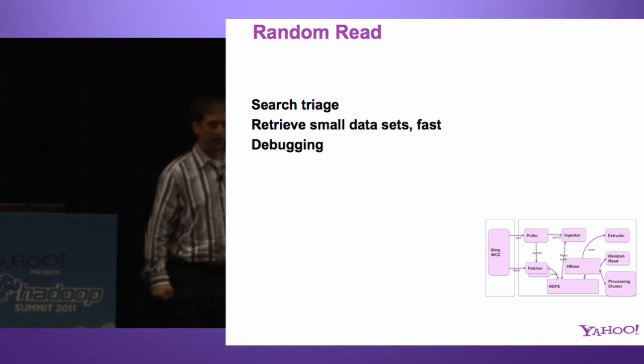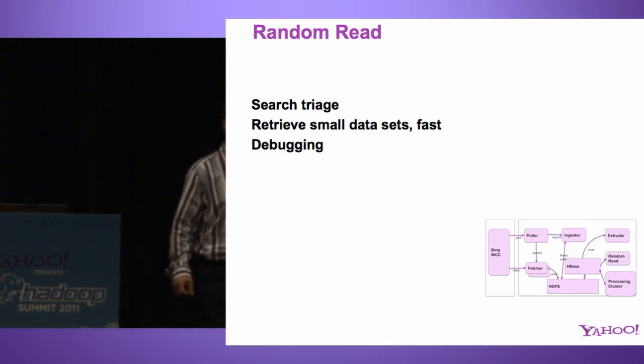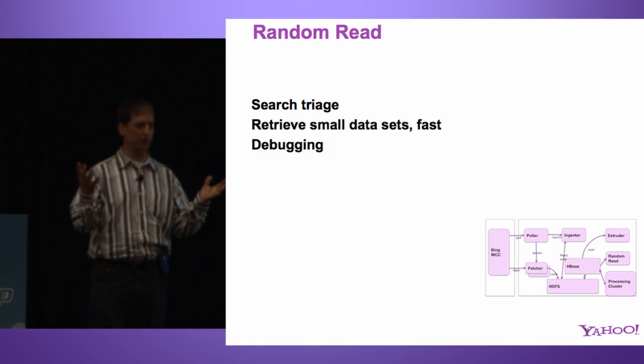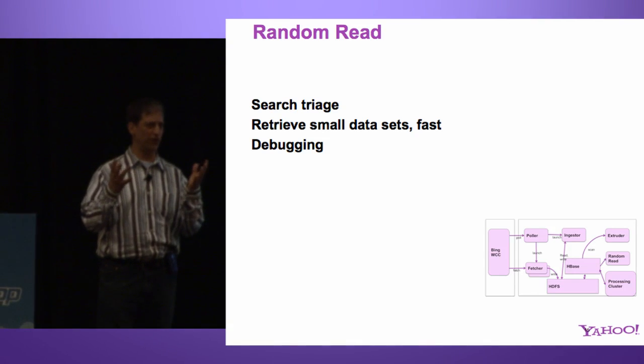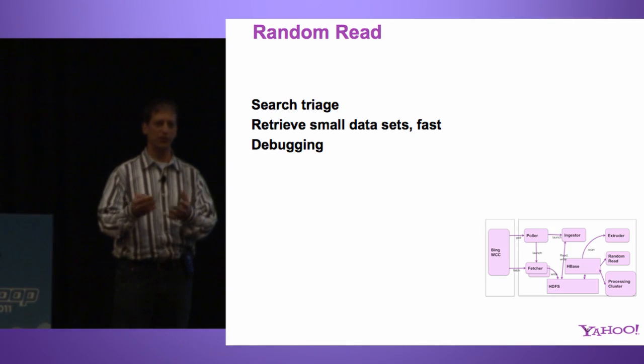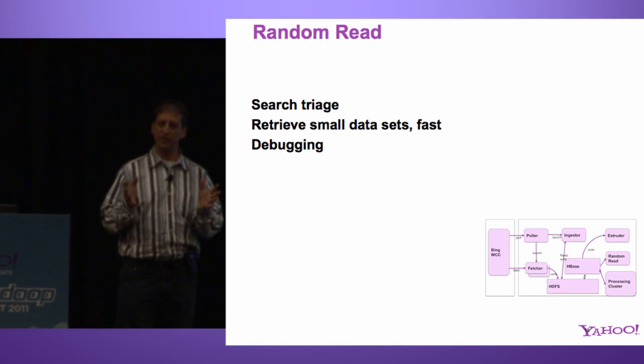Random reads. Another important use case, or several use cases actually. One is for search triage. So you get a certain result for a particular search and you don't really like what you see, so you want to go in and see what was the data used for this. Another is if you want to retrieve a small data set but fast.